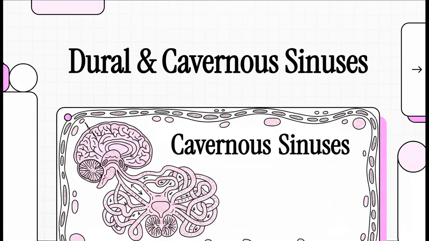We're tackling one of the most high-yield and, honestly, coolest topics in neuroanatomy, the dural venous and cavernous sinuses. As you transition from basic biology into clinical medicine, understanding the intricate plumbing of the human brain is absolutely essential. So, let's jump right in and make sure you walk away ready to completely ace those anatomy finals.